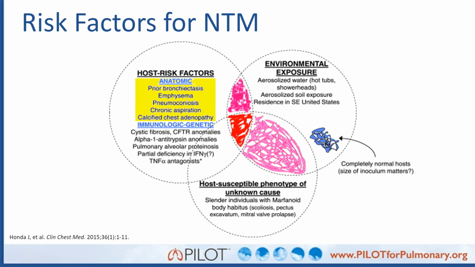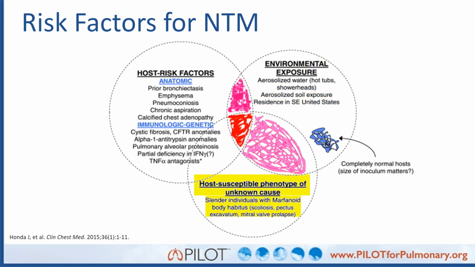There are other risk factors. There can be aspiration, reflux, sinus issues. There could be immunologic or genetic deficiency. So, for example, cystic fibrosis, primary ciliary dyskinesia, alpha-1 antitrypsin deficiency. There are immunosuppressive agents that can lead to an increased risk for NTM, most commonly TNF-alpha antagonists. There are environmental exposures that we mentioned earlier, so aerosolized water from hot tubs, shower heads, and other sources, soil.